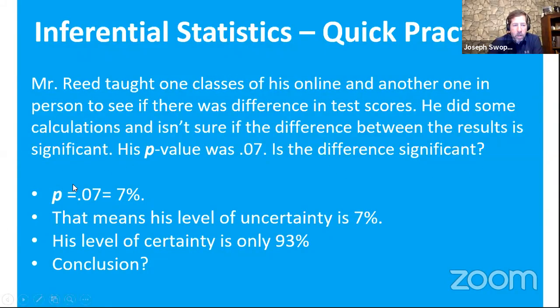Well, let's look. A p of 0.07 means randomness, chance, or confounding variables is 7%. That means his level of uncertainty is 7%. His level of certainty is only 93. So his conclusion, no, it's not significant. Pretty much standard acceptance is 95%. Some research studies have a higher standard of 99%, but for most research studies, we're going to go with if p is less than 0.05, then it's significant. Okay.